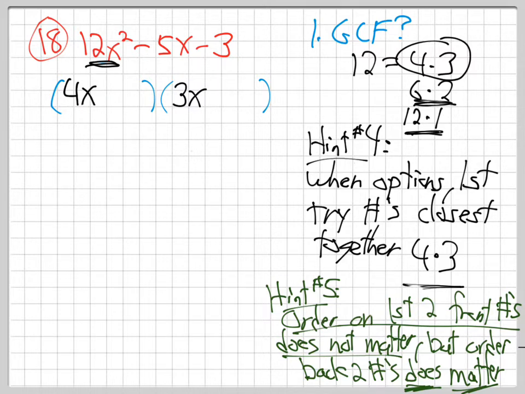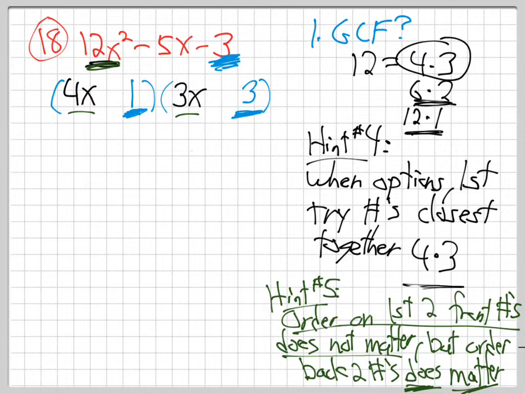Okay, so now what? Front times front to make front. Got it. Now back, or last, times last to make last. What times what makes 3? And again, don't worry about the signs, we'll do those later. Well, 1 times 3 makes 3. Don't worry about the negative, we'll do that later. 1 times 3, last times last makes last.